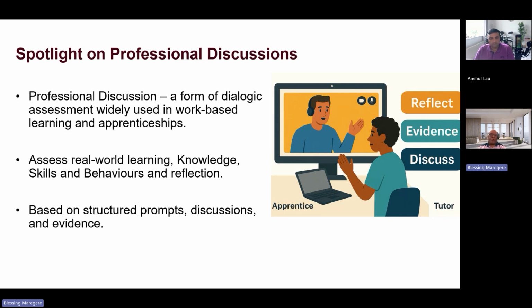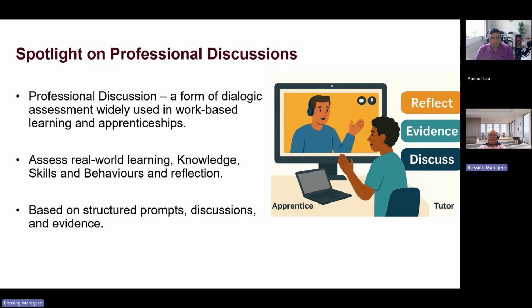So for traditional degrees, instead of learners submitting a written assignment, they could use this as a way to demonstrate their knowledge. So it gives them the opportunity to reflect at that present time as well.